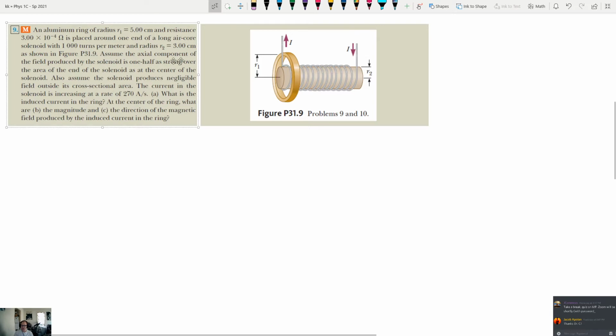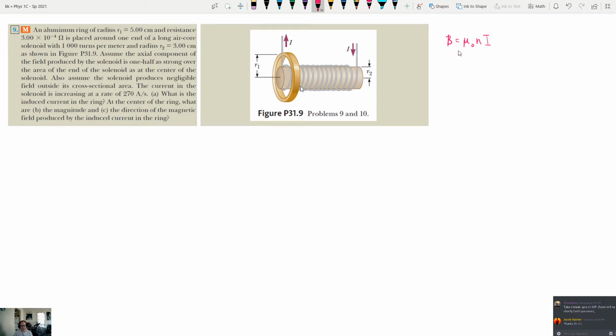We're going to assume that the axial component of the field produced by the solenoid is 1/2 as strong over the area of the end of the solenoid as at the center of the solenoid. So basically, just to remind you, the magnetic field produced by a solenoid we derived in the last chapter was equal to mu naught times the number of turns per unit length multiplied by the current flowing through the solenoid. It's a really simple expression.